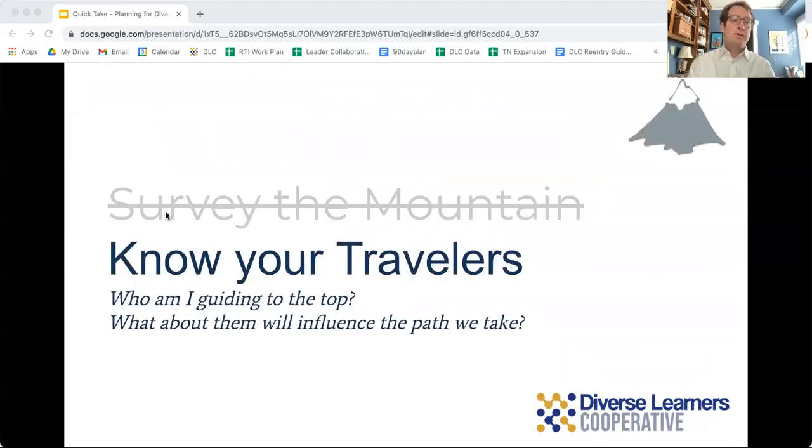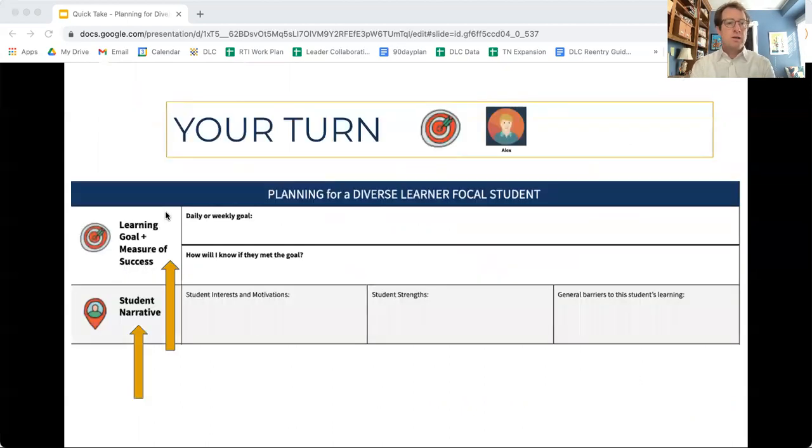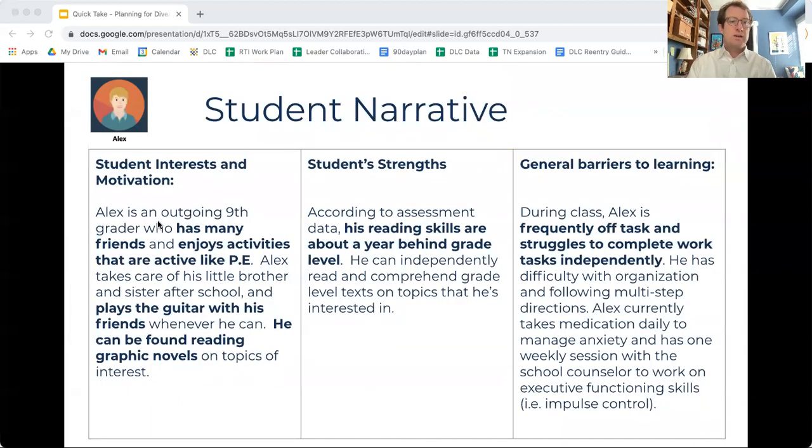Now the next step is, we know where we're going. Now we need to know our travelers. What about them will influence the path that we take? So the second part of the plan is to add the actual student narrative. And here's Alex's. For example, note that we have both interest and motivation and student strengths before we even talk about the barriers to learning and their struggles with learning. So we start with the asset mindset and strengths of the student. Alex specifically has many friends, enjoys active activities like PE, plays the guitar, so likes music, and can be found reading graphic novels.